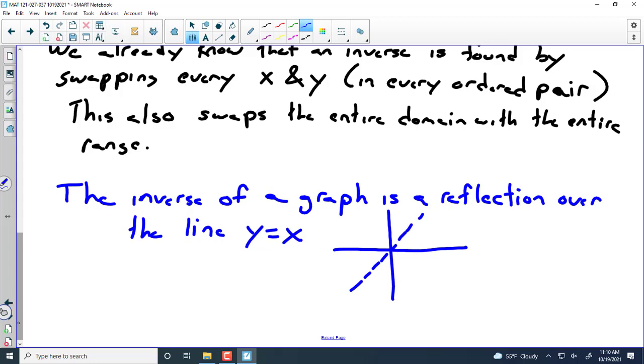And here's something new. The inverse of a graph is actually the reflection of that graph over the line y equals x. I'll show you an example of that, don't worry. The inverse of a graph is actually a reflection over the line y equals x. So that's another way to think about it. Yes, you can say every x and y is switched. But you can also say when looking at a graph, what's happened is the graph is actually reflected over the line y equals x. May I show you an example of this?